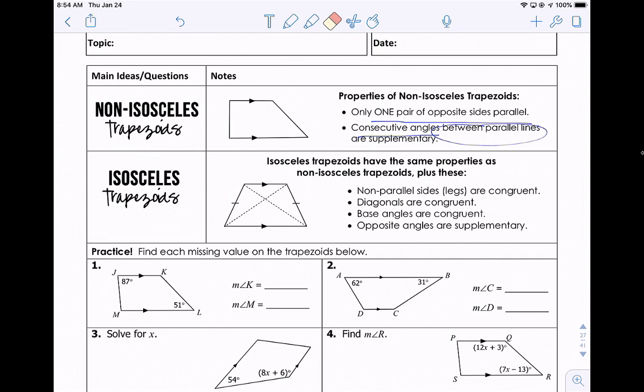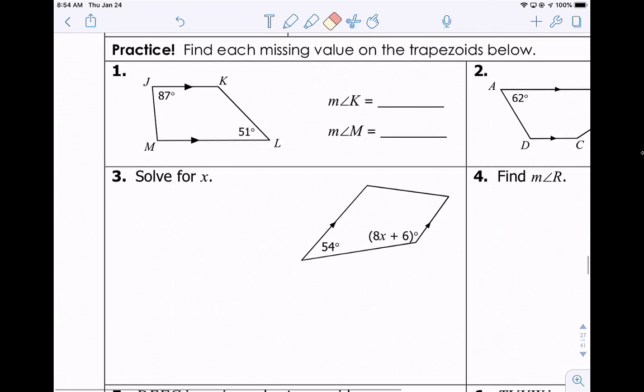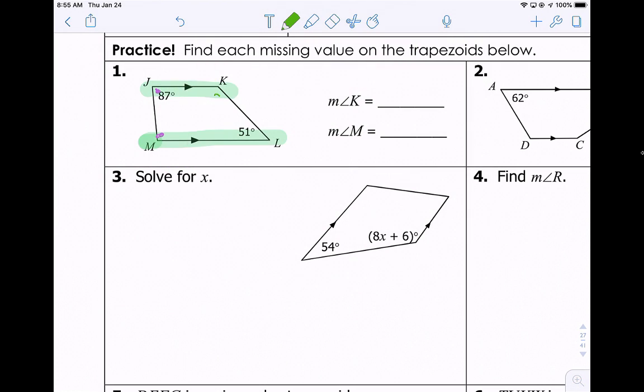All right, so going through that, we'll go through some problems. Okay, for number 1. Now I see that my parallel lines are right here. That means that these two will be supplementary and these two will be supplementary. So following that, to find the measure of angle K, I'm just going to have to do 180 minus 51. That's going to give me 129 degrees. For the measure of angle M, I'm just going to do 180 minus 87, and that's going to give me 93 degrees. Easy and quick.